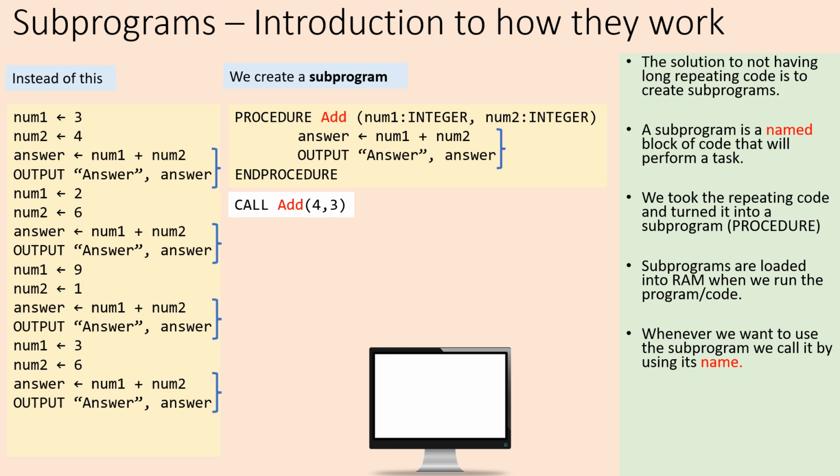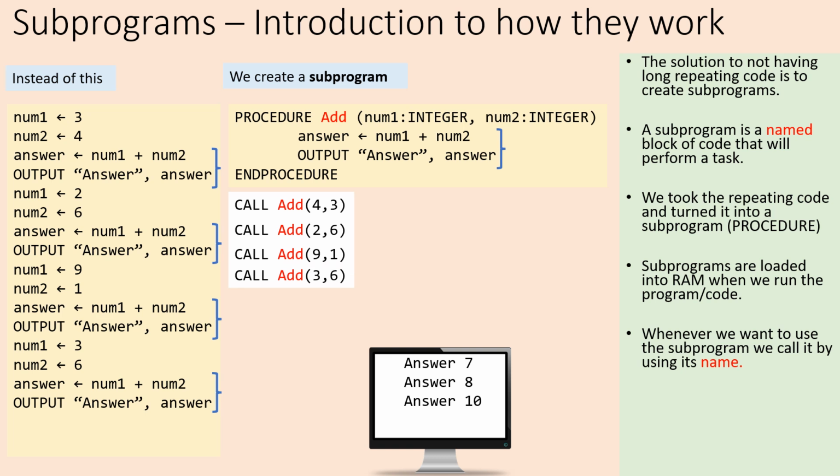Later in this video, we'll see exactly how that works, so don't worry too much about that now. But the idea is we can keep calling our subprogram. We can call it again and give it 2 new values, and it will add them. Call it again, give it 2 new values, and we'll call it one more time with 2 new values. So instead of writing out all of this code to add up these sets of numbers, we simply write a subprogram, and then we call it and give it the new numbers each time.